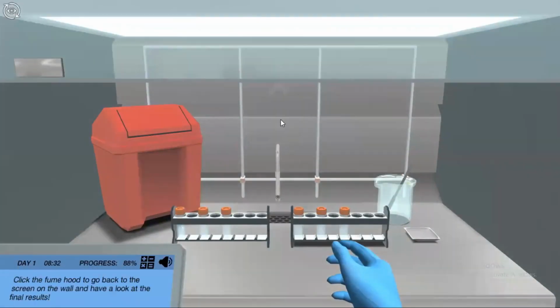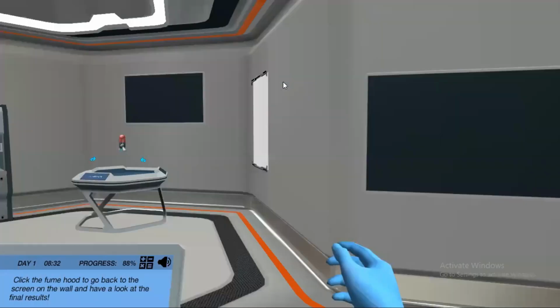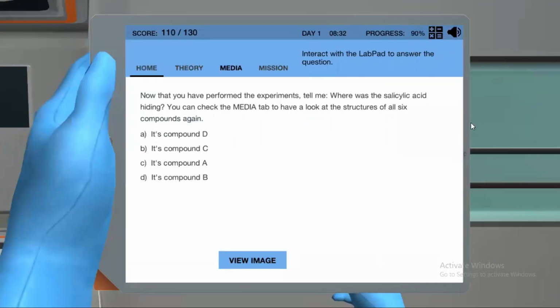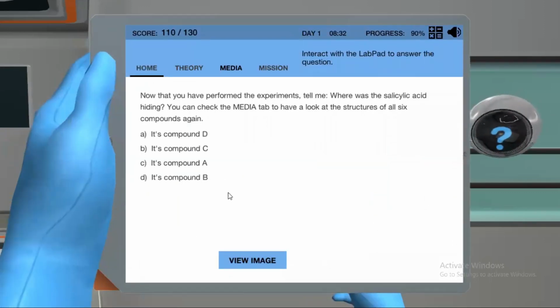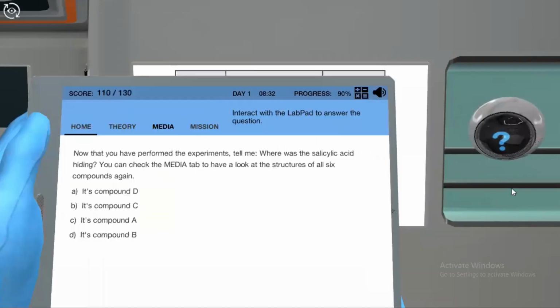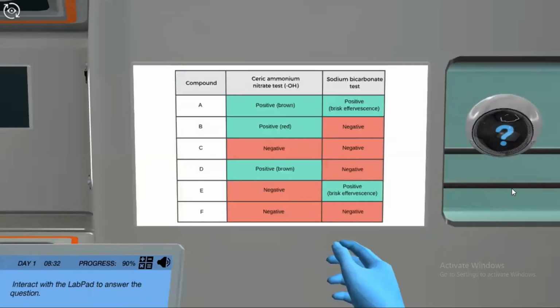Click the fume hood to go back to the screen on the wall and have a look at the final result. Now that you have performed the experiments, tell me, where was the salicylic acid hiding? You can check the Media tab to have a look at the structures of all 6 compounds again. Interact with the lab pad to answer the question.